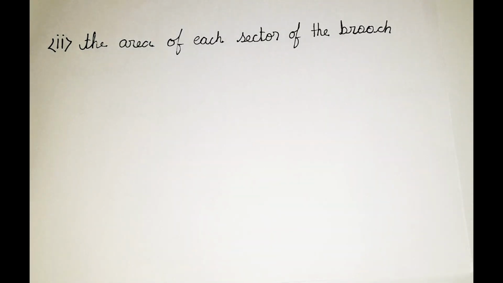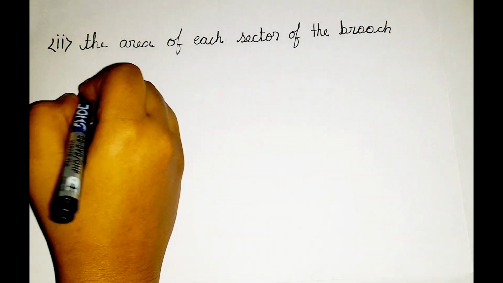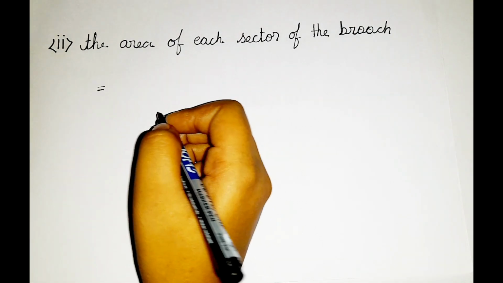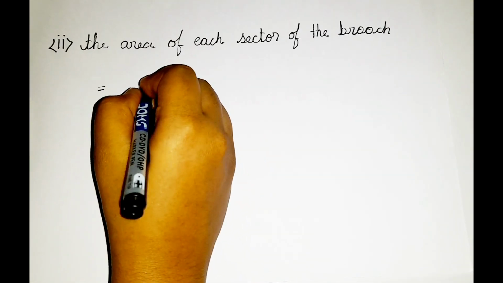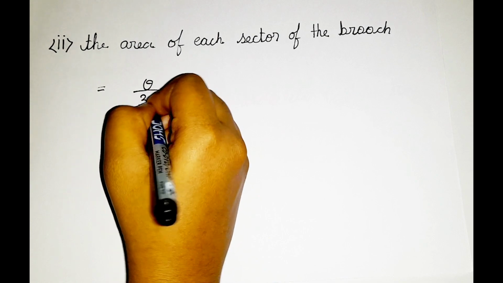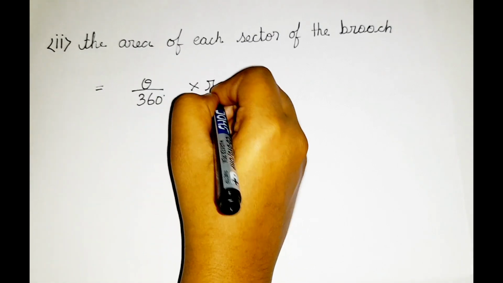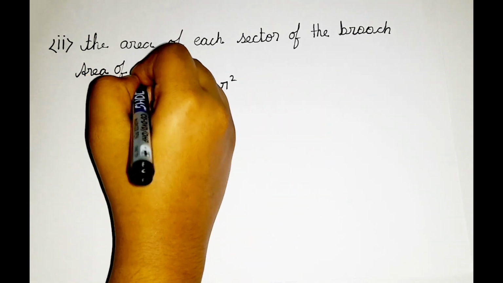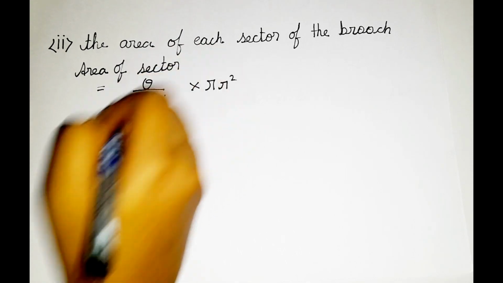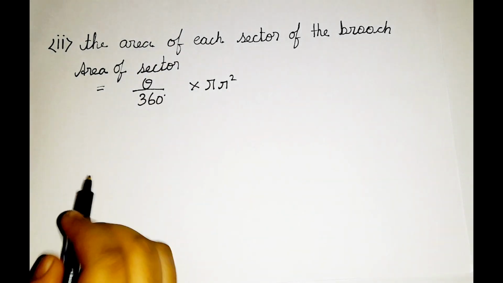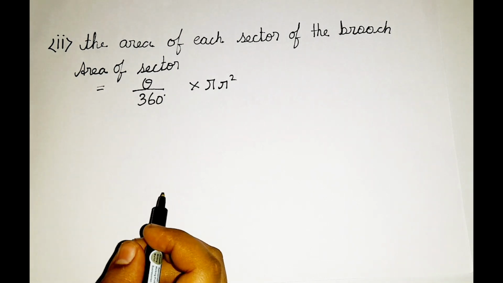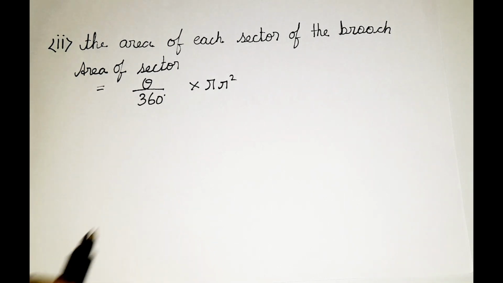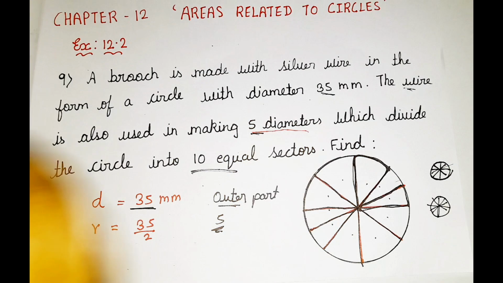So to find the sector, first of all let's write the formula. What is the area of sector? The area of sector formula is theta by 360 degree into pi r square. So this is the area of sector formula. Am I right? So we are just finding the area of sector. But we don't have a theta. So what to do, guys? How to find the theta now?